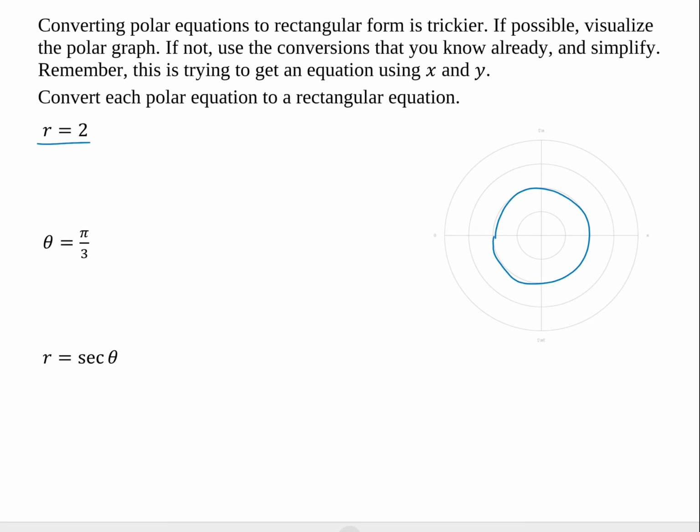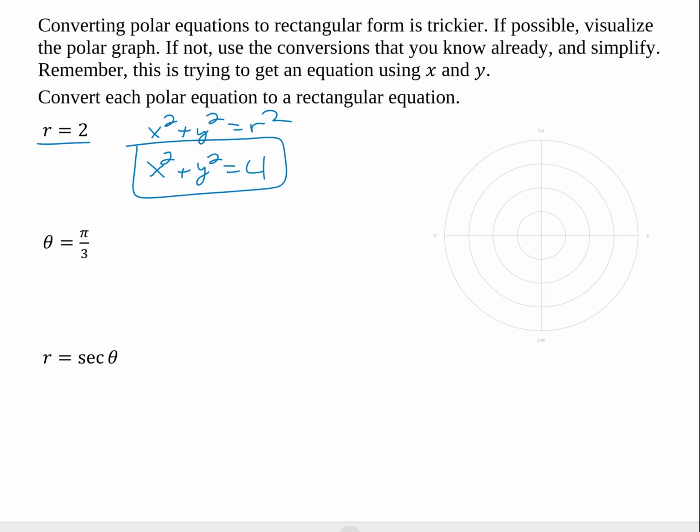What is that graph in rectangular coordinates? Well, it's a circle. So we're going to use the equation x squared plus y squared equals r squared. I know r is 2. That means my real equation here is x squared plus y squared equals, since the radius is 2, 2 squared, 4. And that's my answer. Okay, now let me get rid of this drawing and show you the next one.